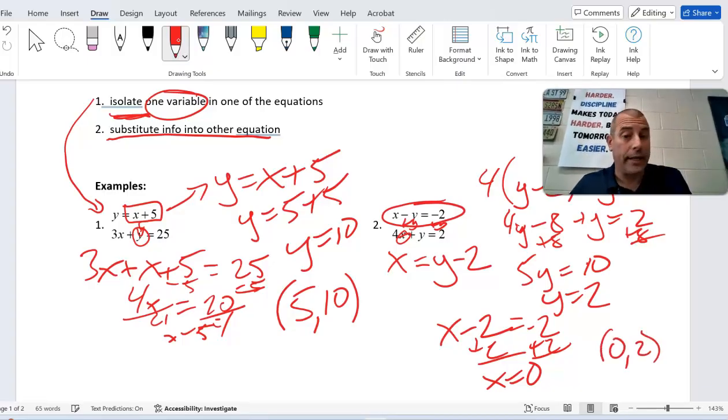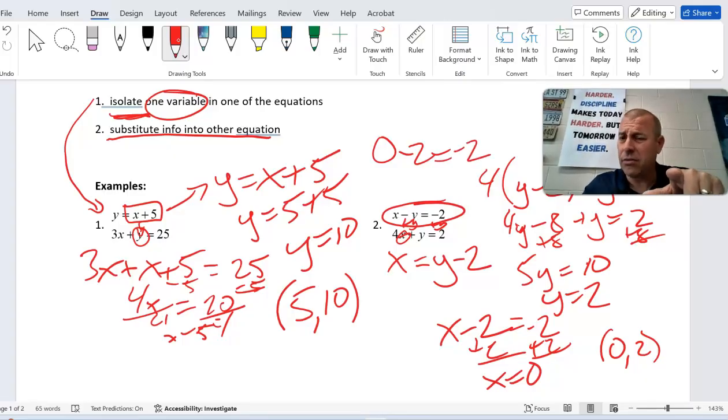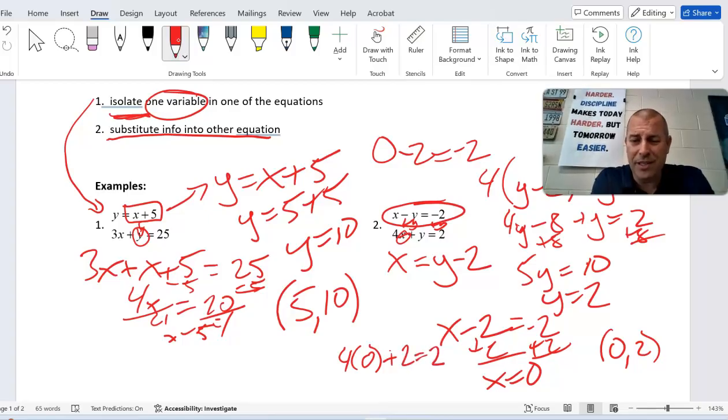Now, remember, we can check, and by plugging it in, we should get true statements. So if I plug into the original one, my x minus the y, which is a 2. 0 minus 2, does that equal negative 2? Yeah, it does. So that's good. Let's check the other one. 4 times 0, well, that's 0. Plug in the 2 for the y. So 4 times 0 plus 2 equals 2. Does 2 equal 2? Yeah, it does. So again, I've got a winning answer.